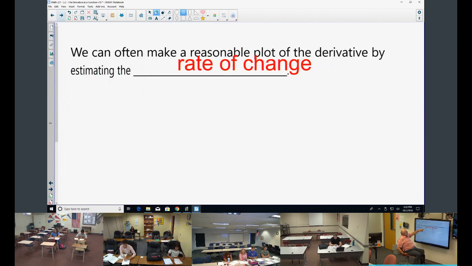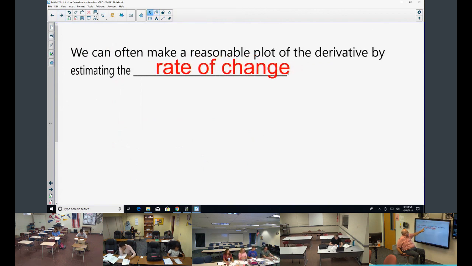All right. So here we go. This is where we're kind of starting the new section, really. We can often make a reasonable plot of the derivative by estimating the rate of change.